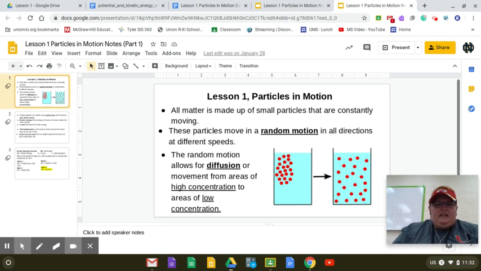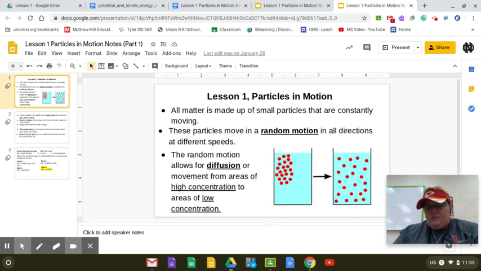Hello, everybody. This Screencastify is going to be dealing with the beginning of our chemistry unit and talking about the particles that make up everything. Those particles are called atoms, and we're going to be discussing atoms quite a bit in the next few lessons. But before we get into that, we need to really talk about how those particles, how those atoms move about. That's what we're going to be focusing on in this lesson, which you can see from the screen here is particles in motion.